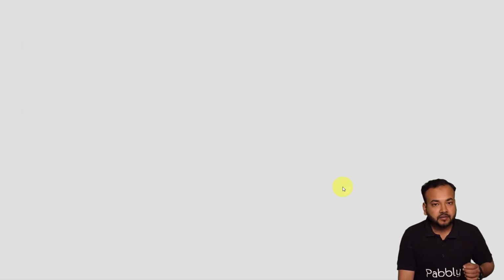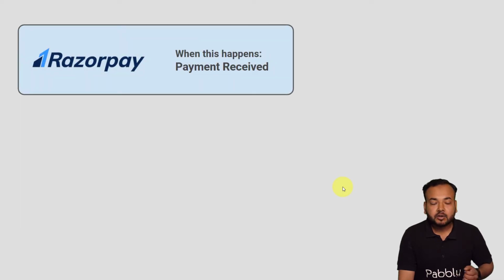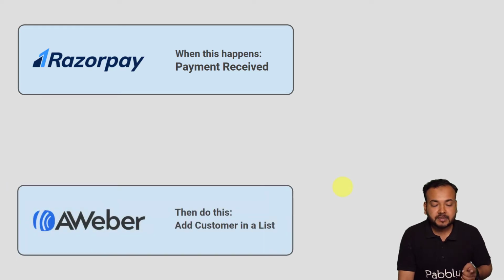So guys, the flow of this automation is going to look like this. As and when you receive a payment from Razorpay payment page, the same customer who is making this payment will be added in a list in Aweber application. And this is going to happen automatically without any manual copy pasting of data between these two applications. Okay, so it will surely save your time and improve your efficiency and productivity.